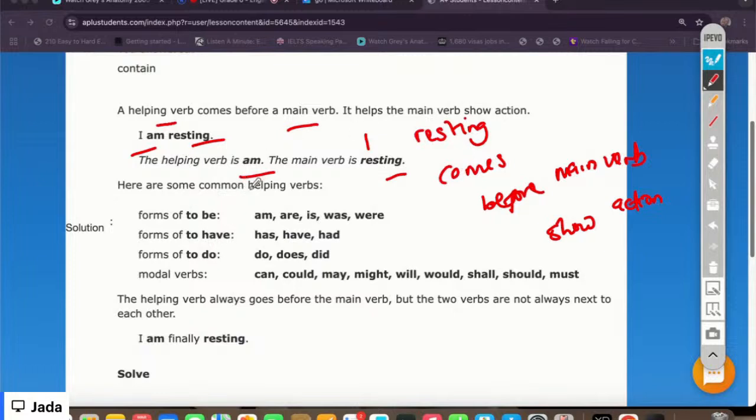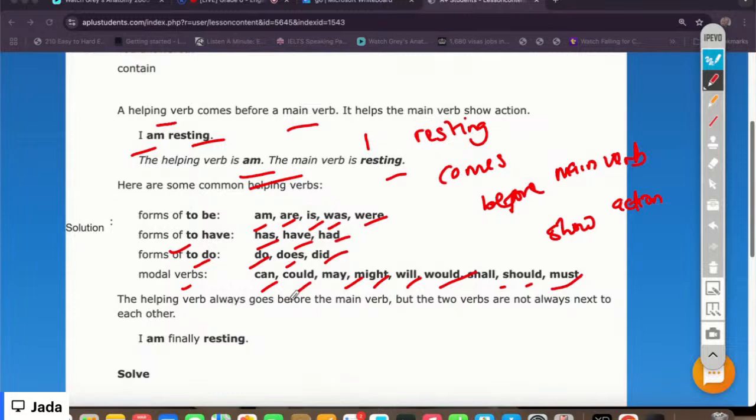Here are some common helping verbs. We have forms of to be: am, are, is, was, were. Forms of to have: has, have, had. To do, we have do, does, did. And then for the modal verbs, we have can, could, may, might, will, would, shall, should, must. So all these are helping verbs and they're very important when you are writing or making a sentence.